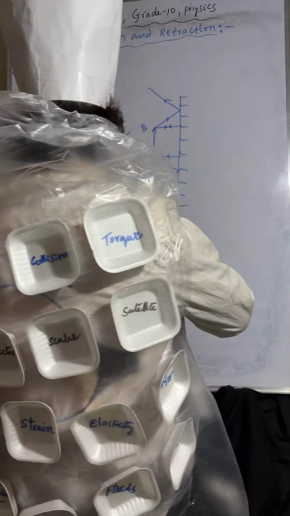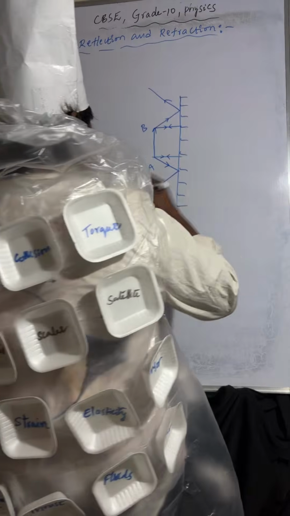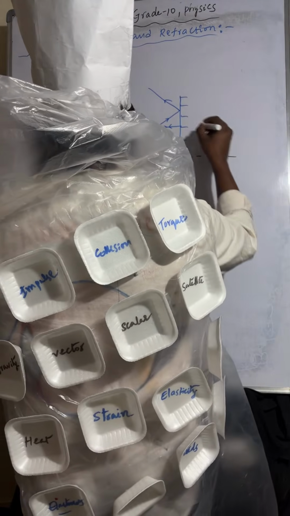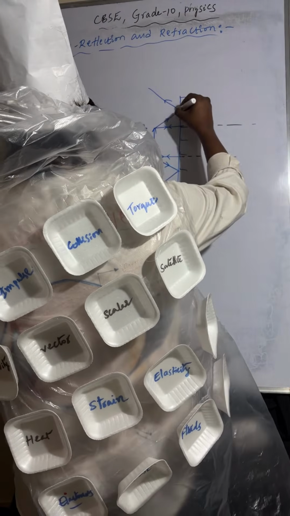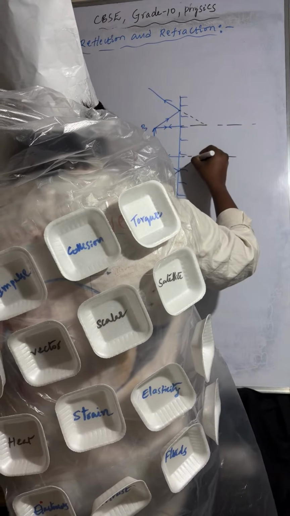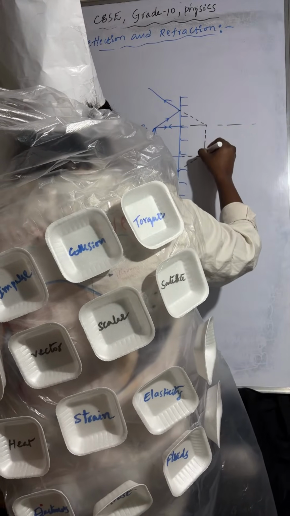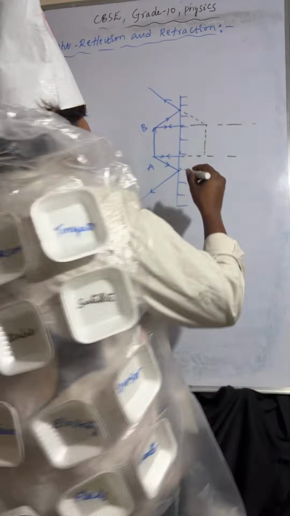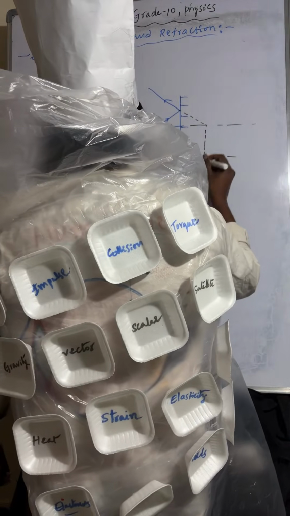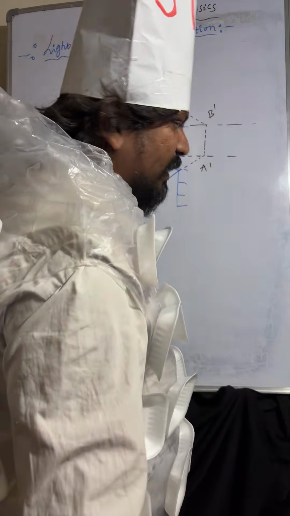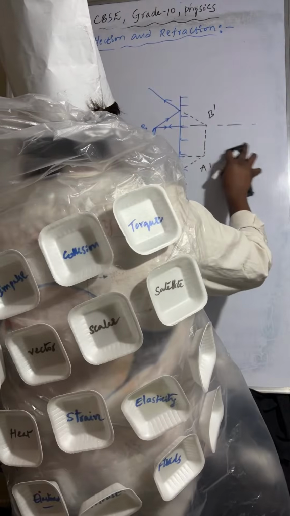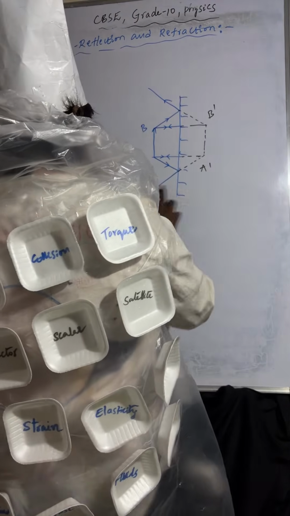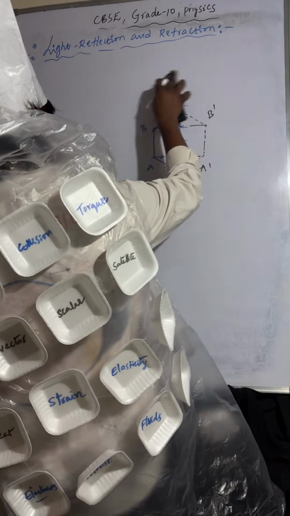So I am taking here, these are the extended incident light rays, and here also extended. Those light rays are meeting here, so the image will form here. Understood? Here the image will form, you can check once. So A dash and B dash.